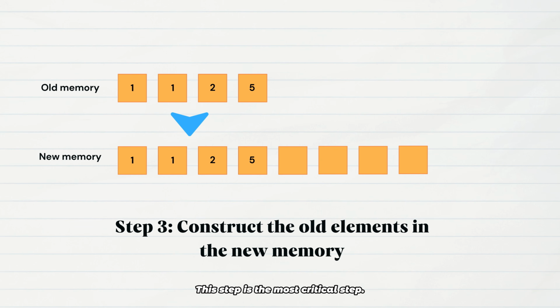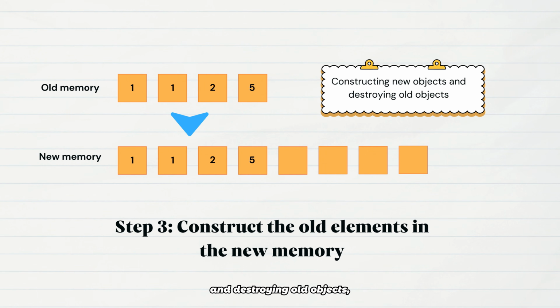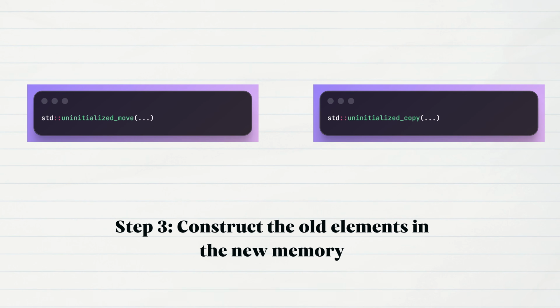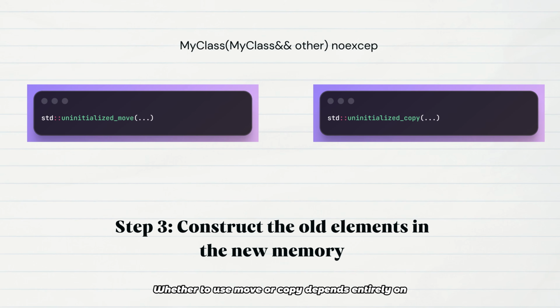This step is the most critical step. Many people think that memcpy is used to copy the old memory data here. In fact, it is not. When vector expands, it is not moving memory, but constructing new objects and destroying old objects, complete object lifecycle management. Specifically, vector will call one of the following 2 functions. Whether to use move or copy depends entirely on whether your element type has a noexcept move constructor.